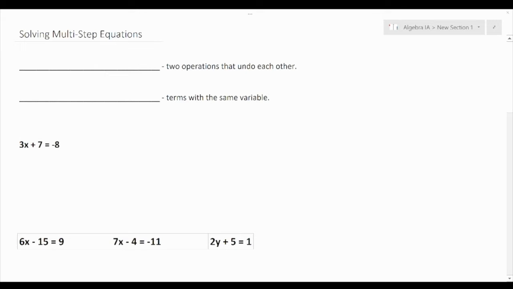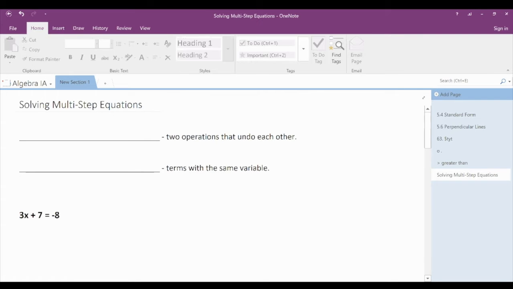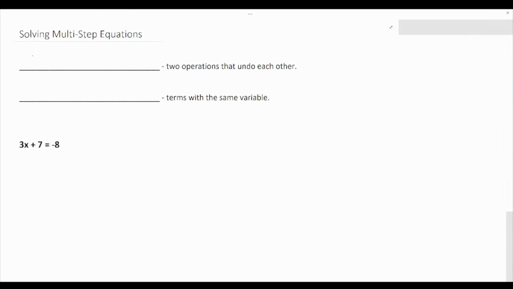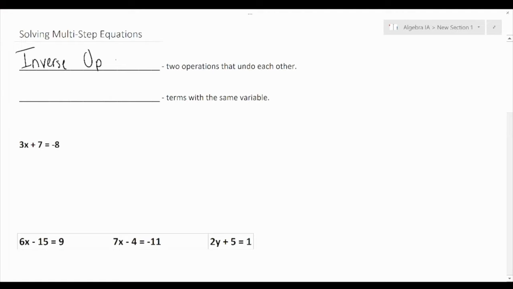Those are called inverse operations. So fill that in your first blank on your paper. And all that means is whatever sign is in front of the number, our variable, we're going to do the opposite.